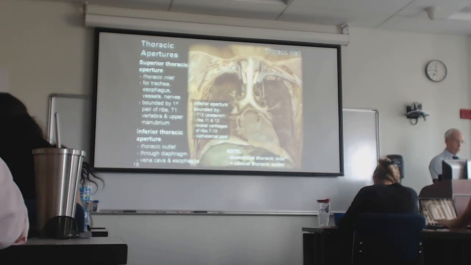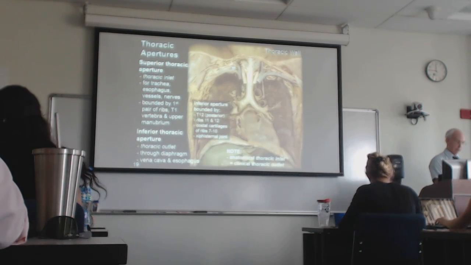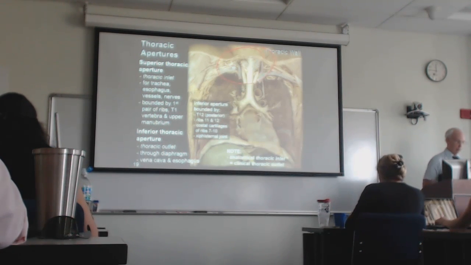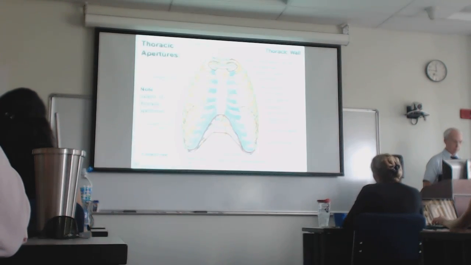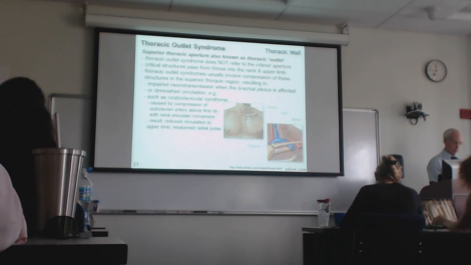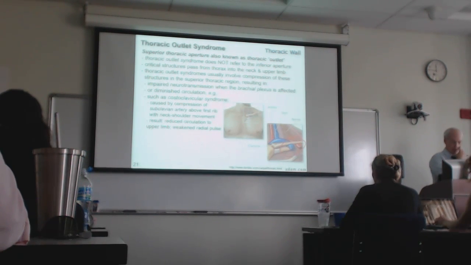So when we talk about thoracic outlet syndrome, we're talking about an impingement, compression of structures in this region up here. You can see how that might happen here between the clavicle and the first rib. This would be pretty dramatic. It's costoclavicular syndrome, but it's a type of thoracic outlet syndrome.